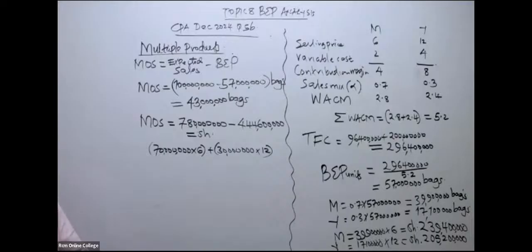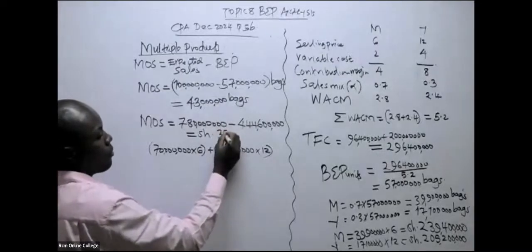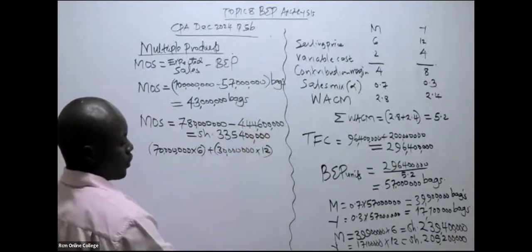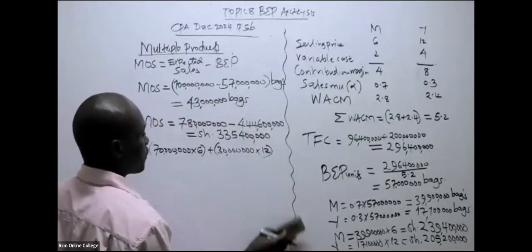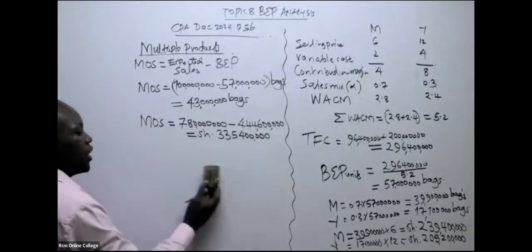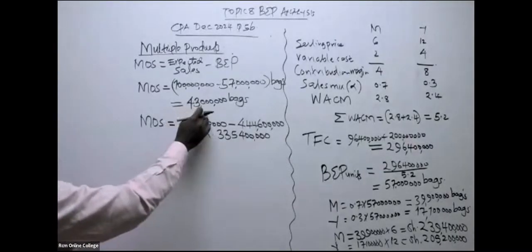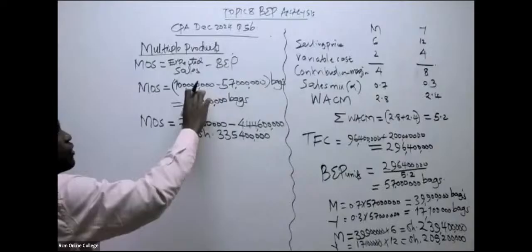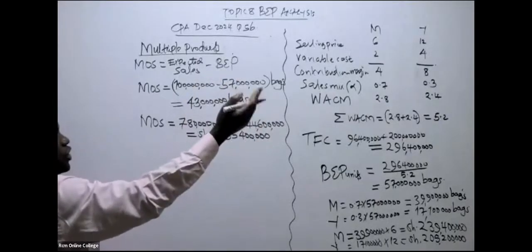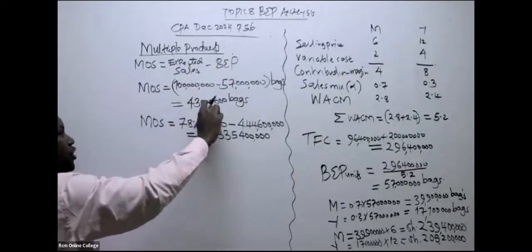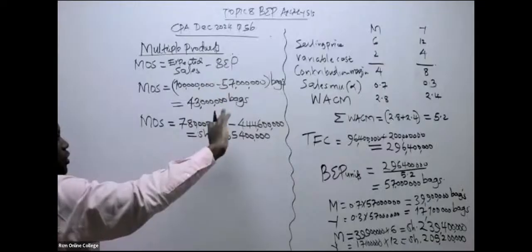The difference between the two should be our margin of safety in shillings: 335,400,000. Good. So that's what we have in shillings as our margin of safety. Are we able to express this as a percentage? Or maybe you have your margin of safety in units. Can we now divide for each product? For each product, don't forget about the ratio. You will use that ratio to distribute this number of bags to product M and to product Y, right?